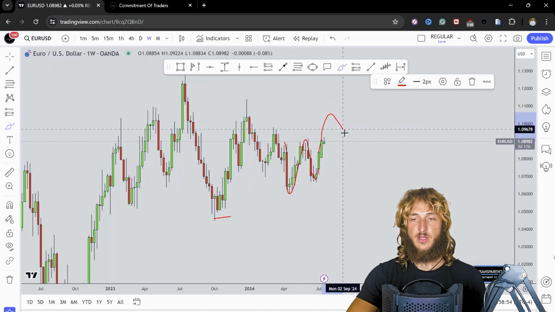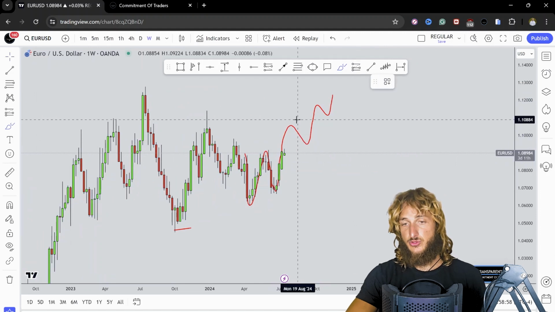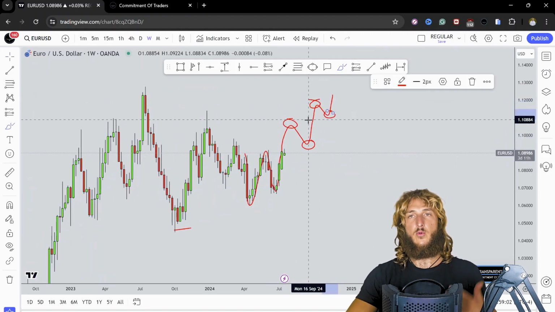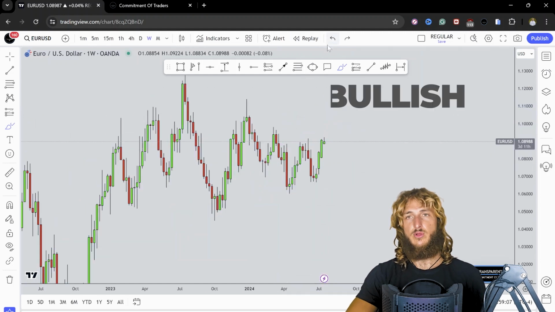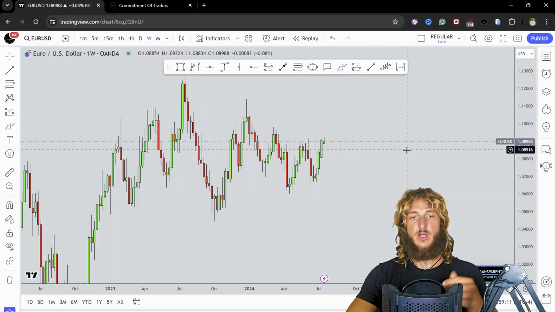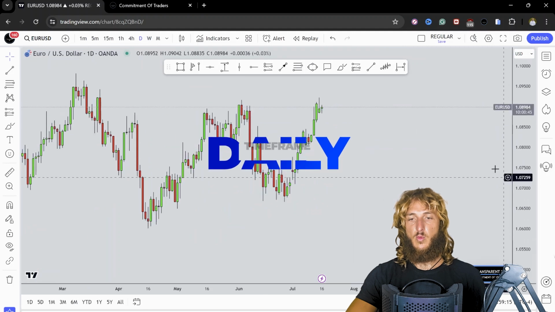Now, if from here the market will break above, at that point we could easily enter into an uptrend with the creation of higher highs and higher lows from a weekly standpoint. So from a weekly perspective, everything seems quite bullish and we could expect more potential bullish price action to be created here from a weekly standpoint. Dropping down on the daily time frame, what do we see?